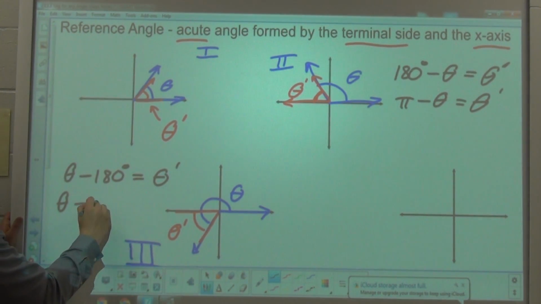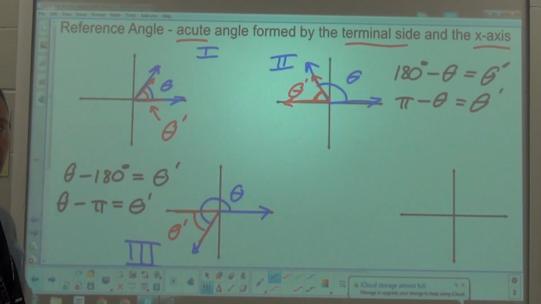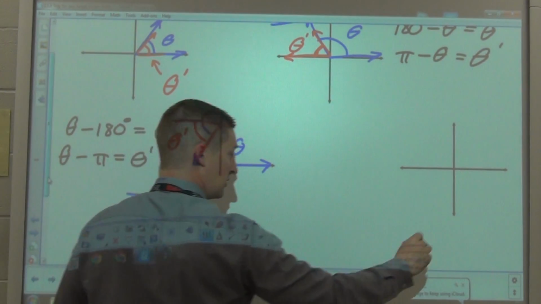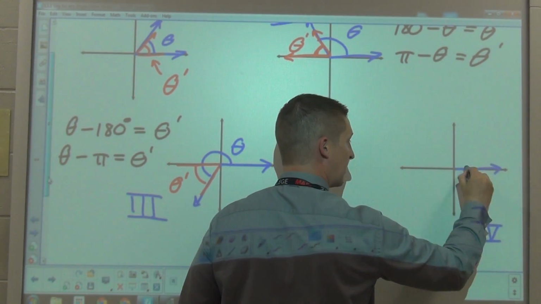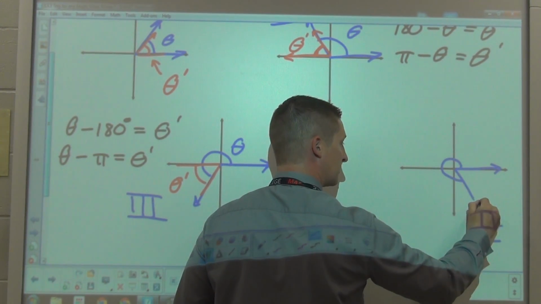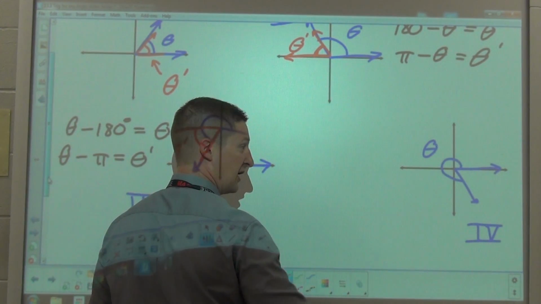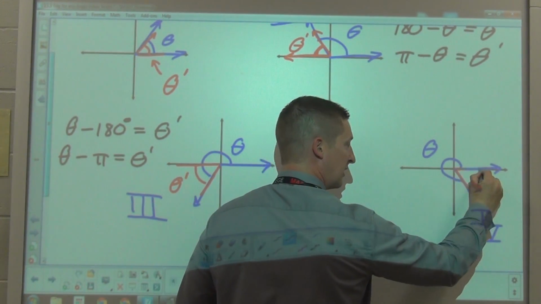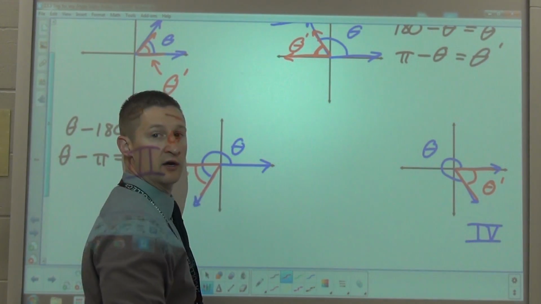If I'm working in radians, I'm subtracting pi radians to come up with my reference angle. Last quadrant is the fourth quadrant. If I have a terminal side that ends up in the fourth quadrant, like so, there's theta. My reference angle is the acute angle, again, formed by the terminal side and the x-axis. Right here is our reference angle, theta prime.